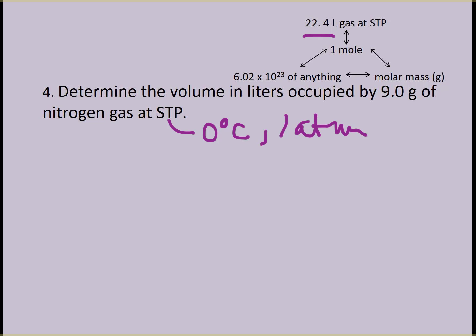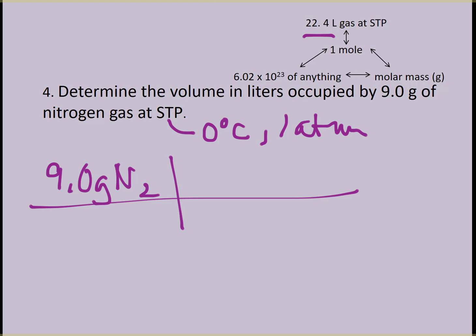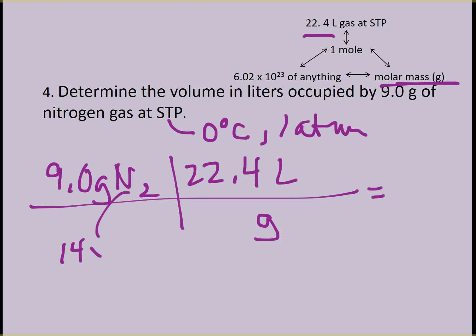But this one is nitrogen gas at STP, and we have 9 grams of it. So using this conversion, I have grams here at the bottom I'm going to cancel out, and it wants liters, so 22.4 liters at STP. And to find the grams, I need to do the molar mass of nitrogen. So nitrogen is 14, I have 2 of them, so it's going to be 28. Grams will cancel, and I'm left with liters, and my final answer is 7.2 liters.